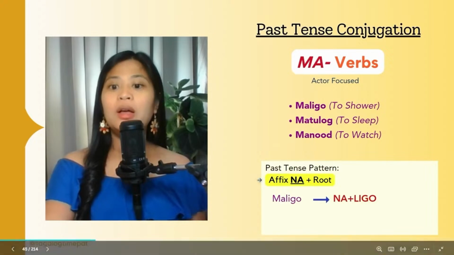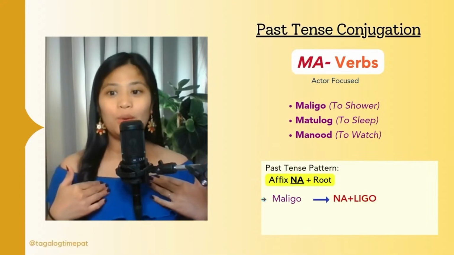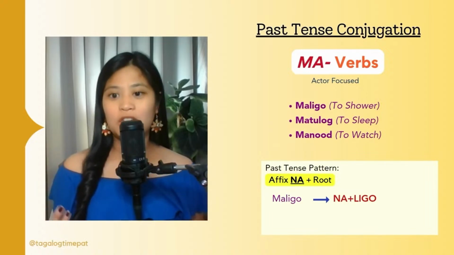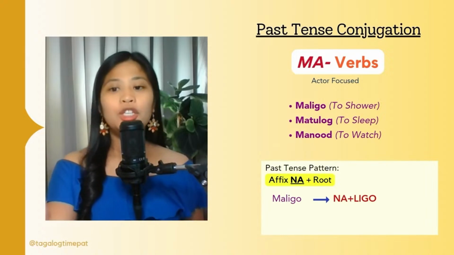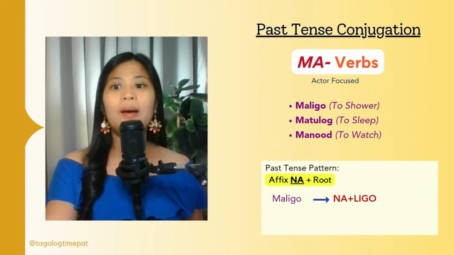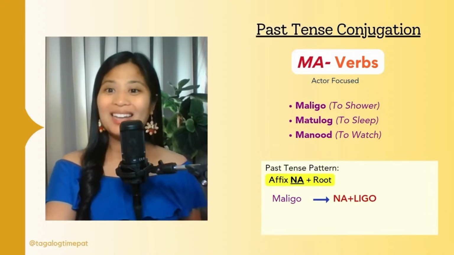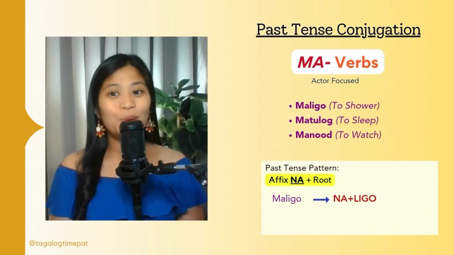For example, maligo becomes naligo. Naligo ako, I took a shower. Naligo siya, he took a shower. So it's just naligo. You jot it down. What do you think matulog and manood will be in the past tense? Just use this pattern that we learned, affix na and then the root. What do you think matulog and manood will be in the past tense?